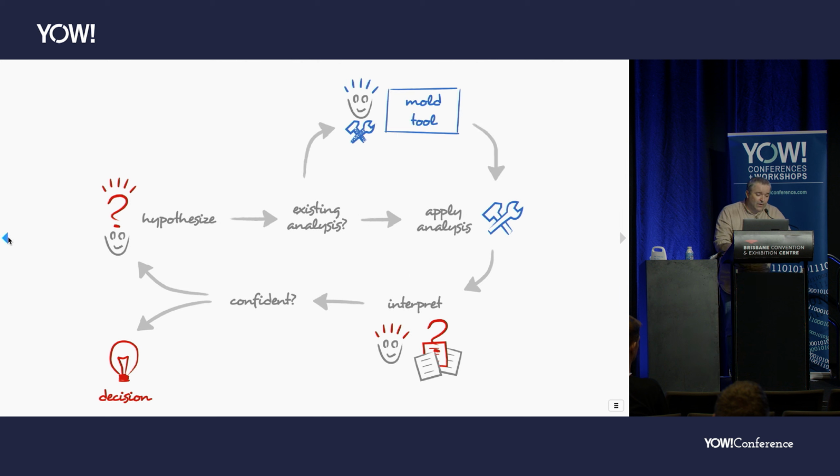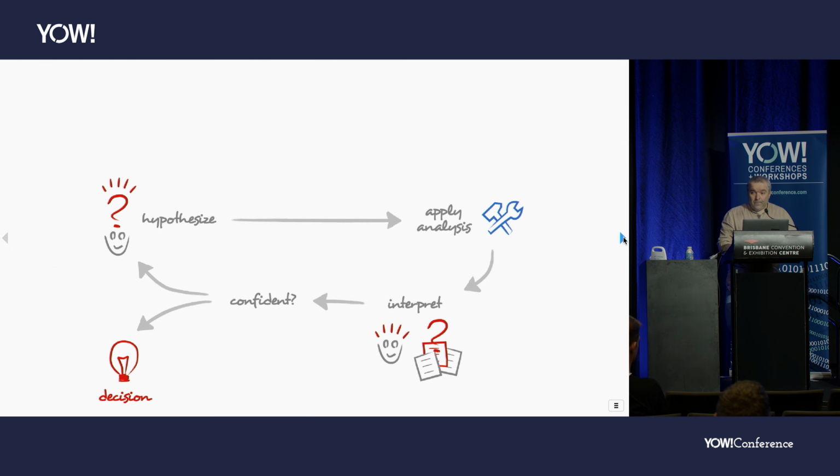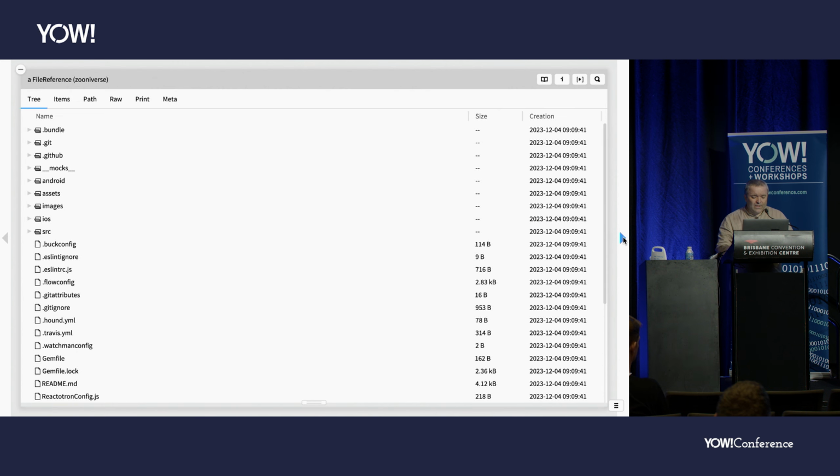And that's exactly what I've done here. I built a little tiny tool that gave me the exact summary that I was interested in, and then I could move on. And so that's the flow of moldable development. Now, let's see how else it could look.